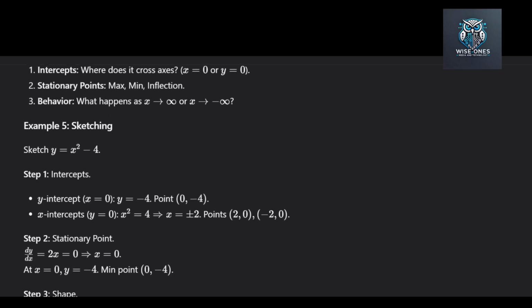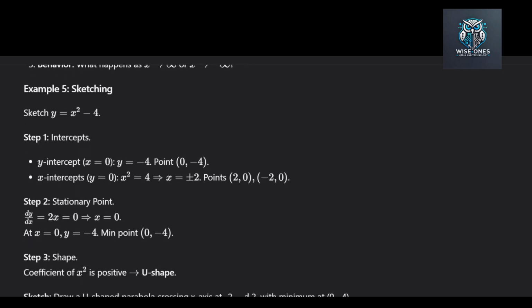Step 1, intercepts. Y-intercept. Set x equals 0. Y equals 0 squared minus 4. So y equals negative 4. Point is open bracket 0 comma negative 4 close bracket.